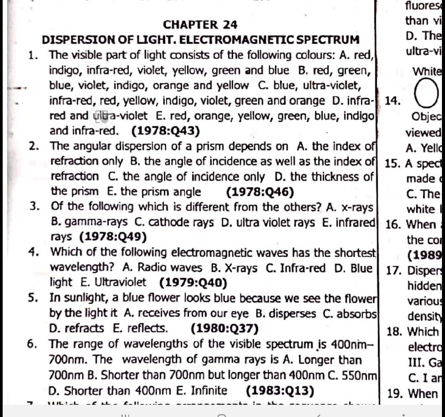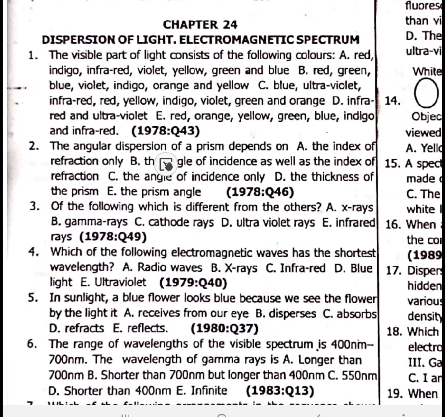The visible part of light consists of the following colors. You could see ROYGBIV: red, orange, yellow, green, blue, indigo, and violet. So your correct answer is option B. Although it's not arranged, option B is the correct one. But there's no such thing as ultraviolet there. Just after violet, you get ultraviolet. Just before red, you get infrared.